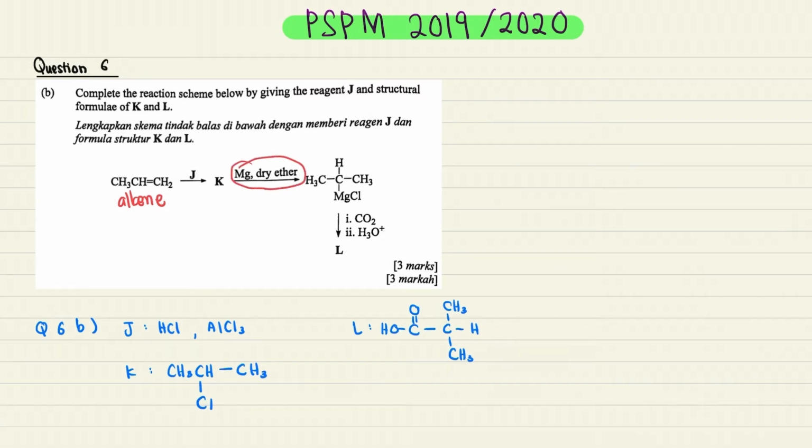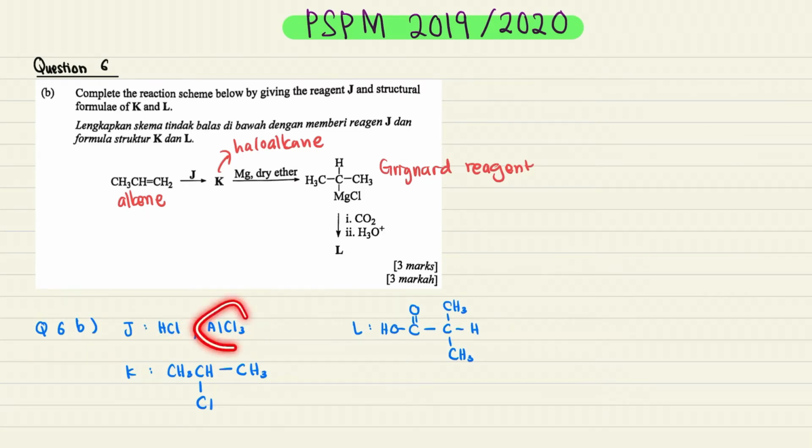Lepas tu tapi you should get clue from here lah. Mg dry ether. Mg dry ether adalah reagent yang kita guna untuk menghasilkan Grignard reagent. So this product here adalah Grignard reagent. Sebelum menghasilkan Grignard reagent, depan ni K ni mestilah haloalkane. Alright, so bila kita dah tahu dah K adalah haloalkane, that means we can determine what is J lah.